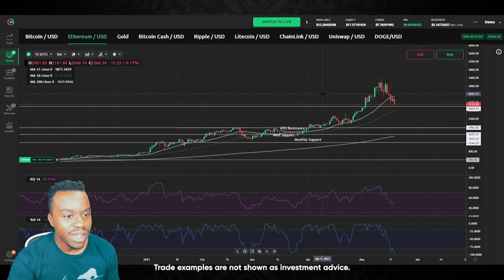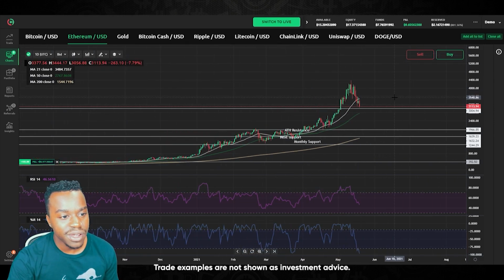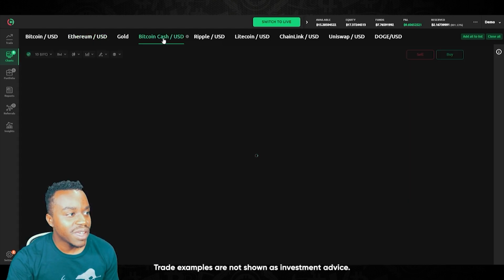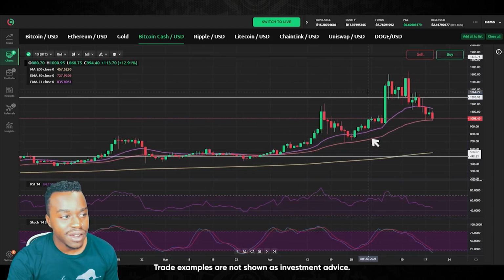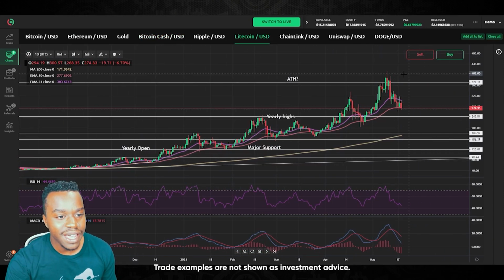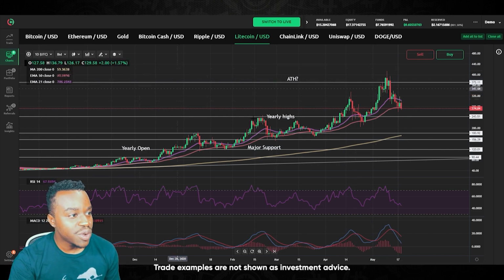So for example, you look at Ethereum, which is highly correlated with Bitcoin. You can see that's also heading downwards. Bitcoin Cash right here, it's also heading down. Litecoin, the same thing. So with the majority of the altcoins also heading towards the downside, that is showing that the sentiment is quite bearish right now.